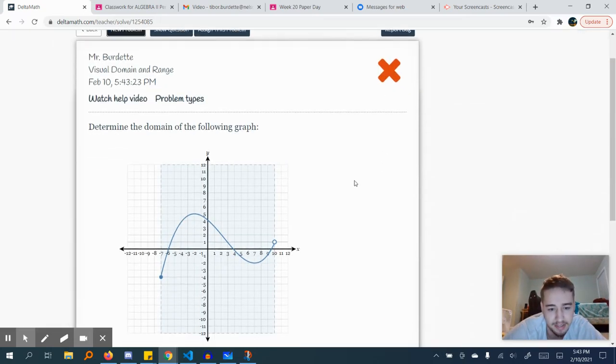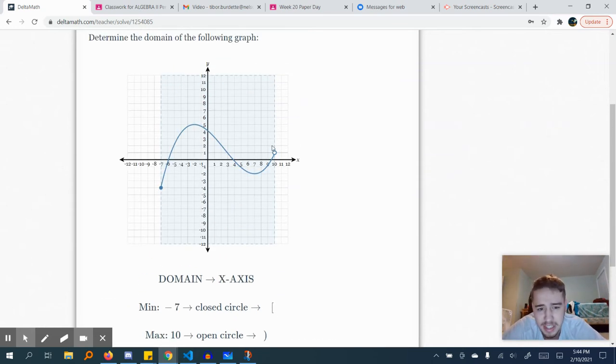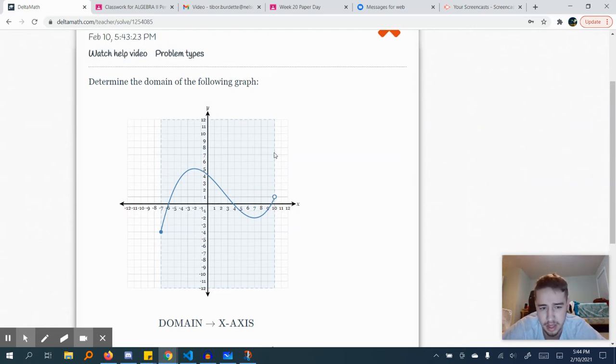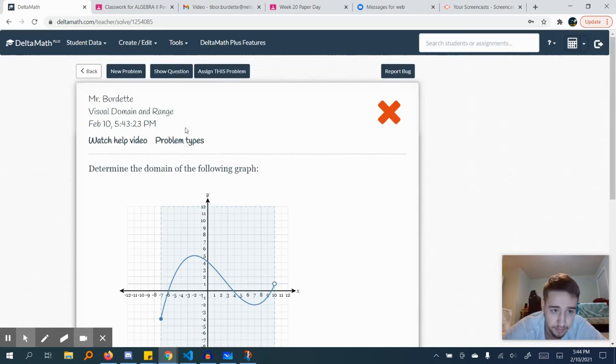So it says we don't have this. Domain is the x-axis, we did that right, minimum is -7. Closed circle means this bracket. Max is 10. Open circle means the parentheses. Therefore, the domain goes from a closed bracketed -7 to a parentheses 10. We said brackets for both ends, but if you see this open circle at the end, that means that 10 isn't really a part of that domain after all. Just everything smaller than 10 up to that point.